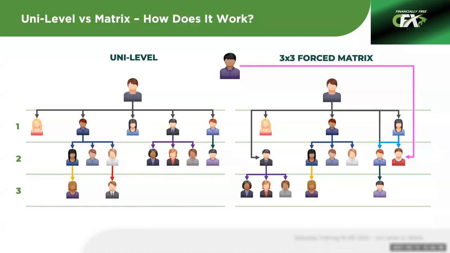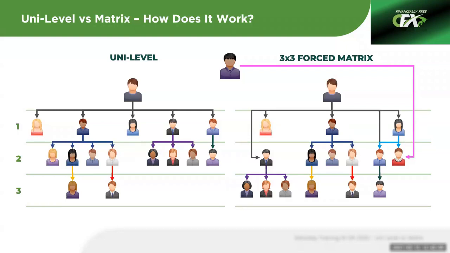So then this person over here brings this gentleman in. So where does he go? Well, obviously she's over here in the matrix, so he's going to go there. Okay, and then this is where it gets interesting. This person over here brings in this person. So now he's got 4 on his first level of his uni level. Where does this person go?